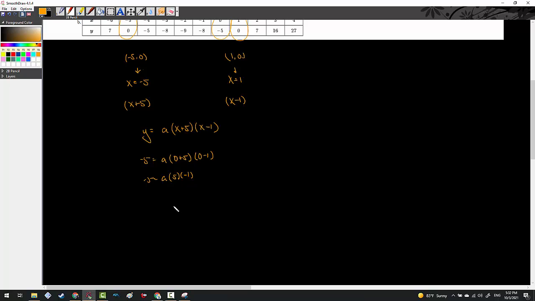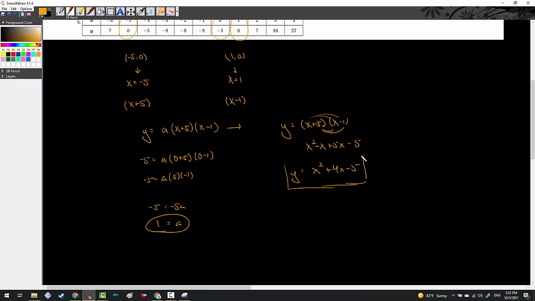So by inspection, you could say -5a equals -5. So at this point, you should already know that a equals 1. So what I have is y equals (x + 5)(x - 1). And if I multiply it across, I'll get x squared minus x plus 5x minus 5. And so I get y equals x squared plus 4x minus 5 as my final standard form quadratic function. So hopefully that makes sense. We are just reverse engineering the idea.